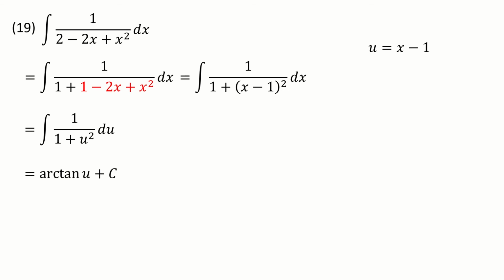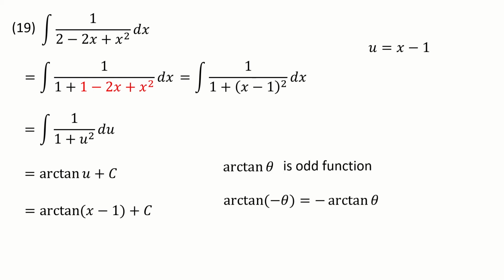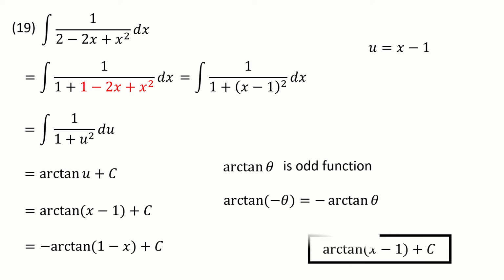And the antiderivative is arctangent u. And then we replace u by x minus 1, so we got here. And note that arctangent is an odd function, so arctangent of minus theta equals minus arctangent theta. So the result can also be written in this way. But I prefer to choose the first one to keep it short.